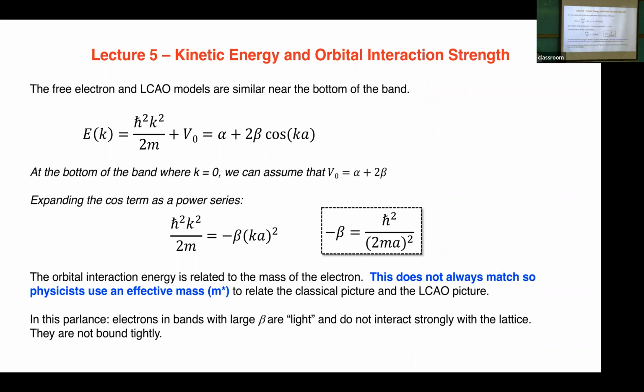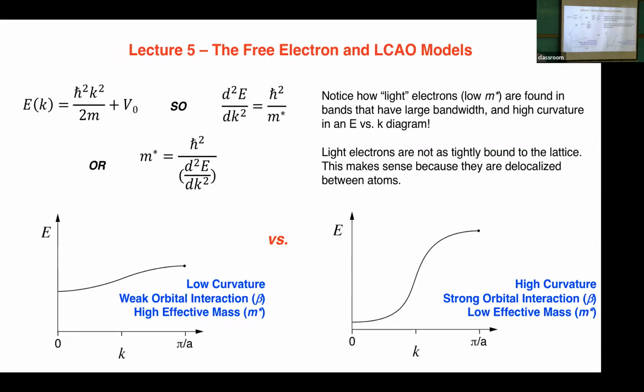So let's take a look at a number of these. Or first we'll look at one other property. Okay, so when you have two different E versus K diagrams, right, these two have very different bandwidths. And this is the all bonding combination, this is the all anti-bonding combination.